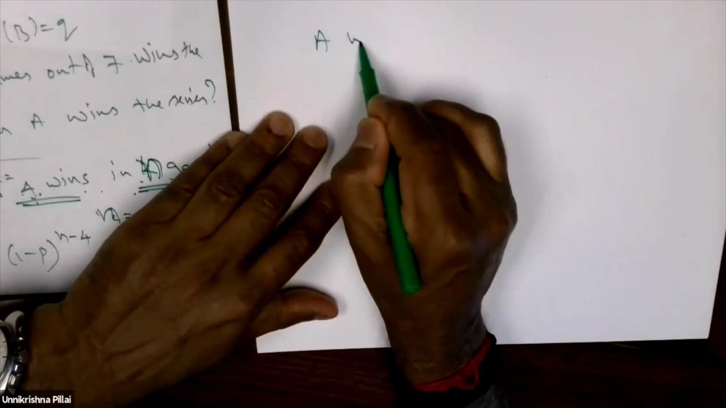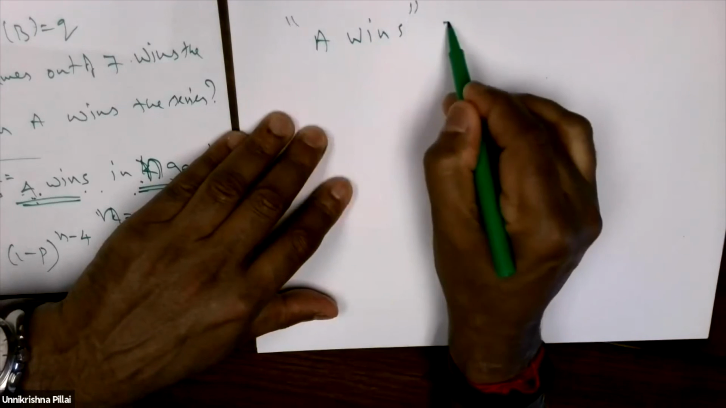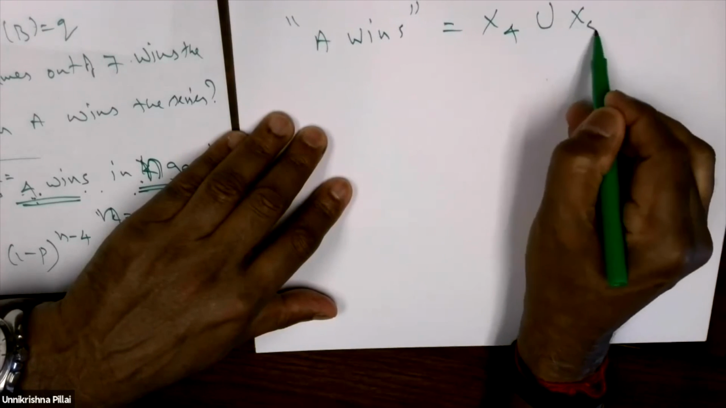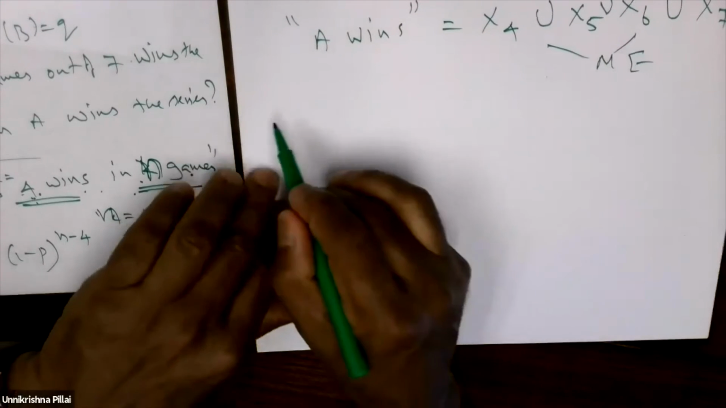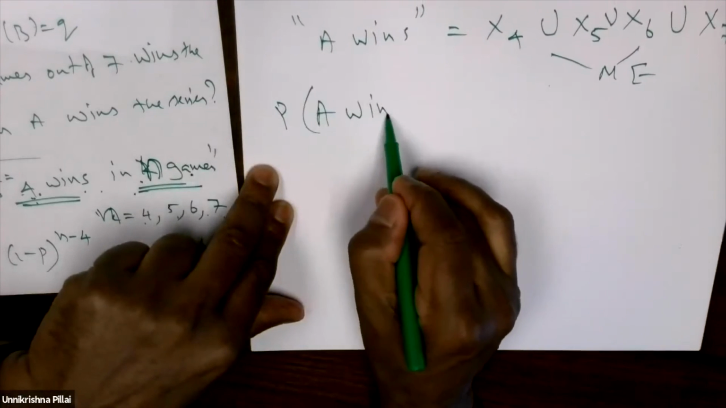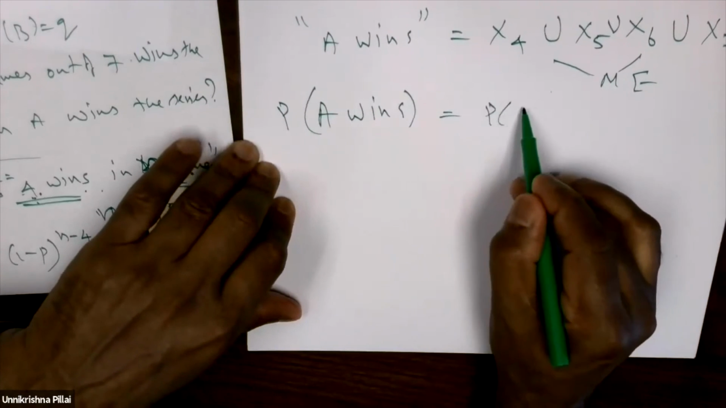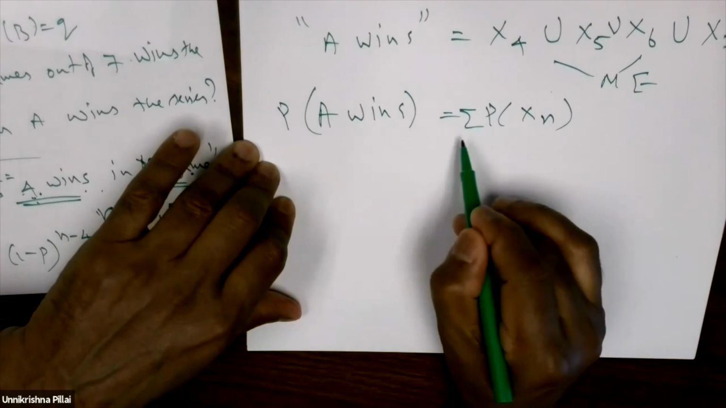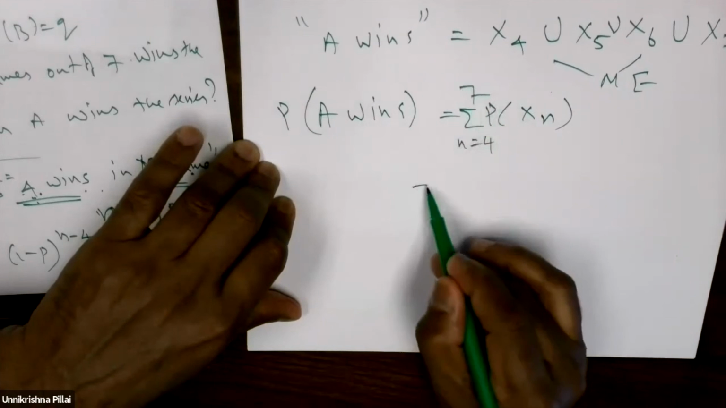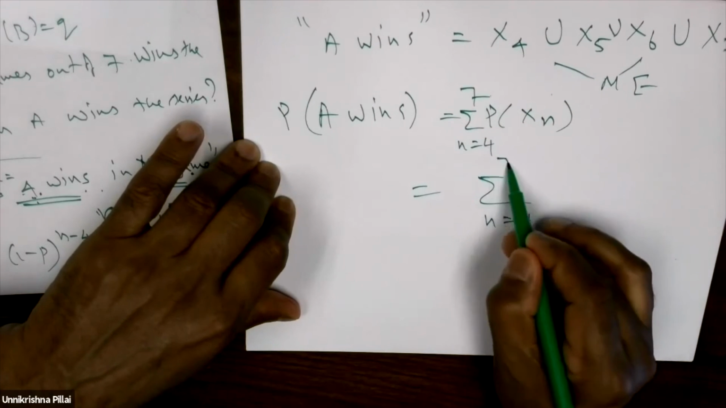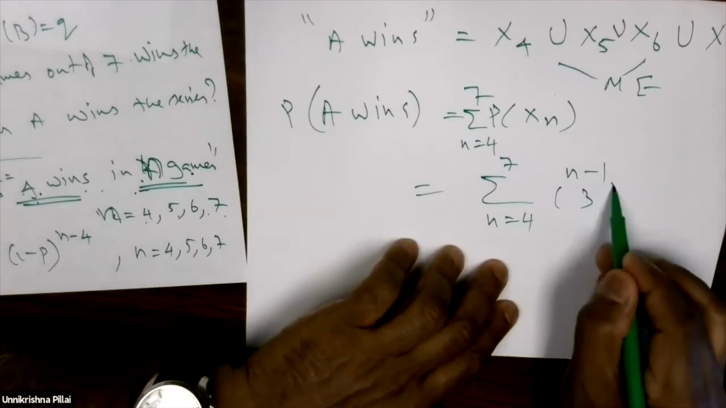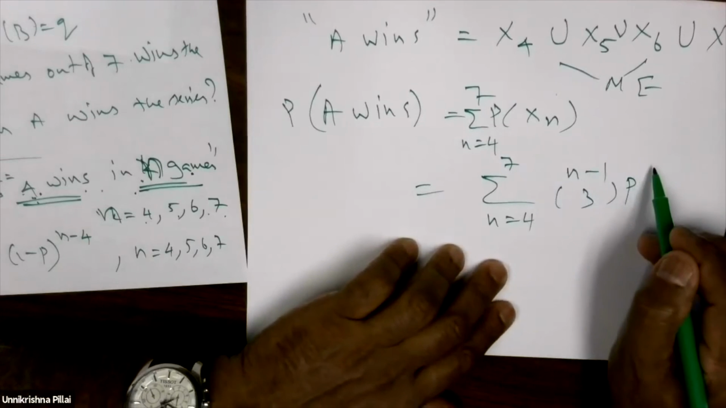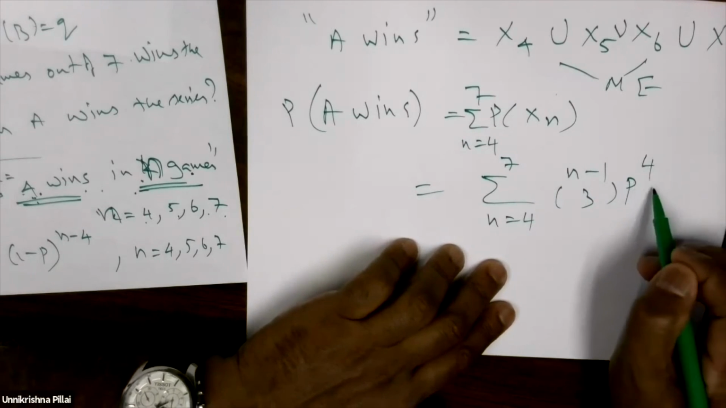Now, okay, let me complete this problem. So A will win if A can win in 4 games or 5 games or by playing 6 games or by playing 7 games. All these are mutually exclusive. So the probability that A wins is the sum of the probabilities, right? I want you to go home and compute this and plot it and see how it comes up. So this is going to be n minus 1 choose 3, p to the power 4, (1 minus p) to the n minus 4.